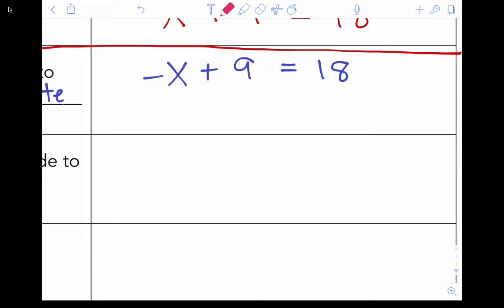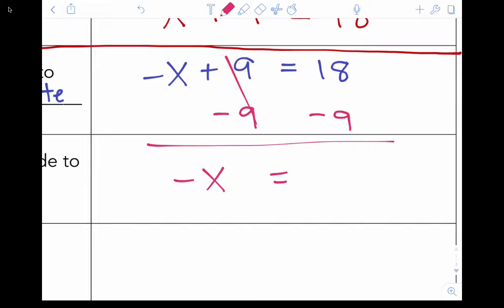So it says I need to move all of my constants to the right side. So I have my 9 that's on the left side. My opposite operation of that plus is minus. So I'm going to subtract 9 from both sides of the equation. And so I get negative x, because the 9s cancel out, equals 9, because 18 minus 9 is 9. Now I have all my variables on the left side. I have all my constants on the right side.